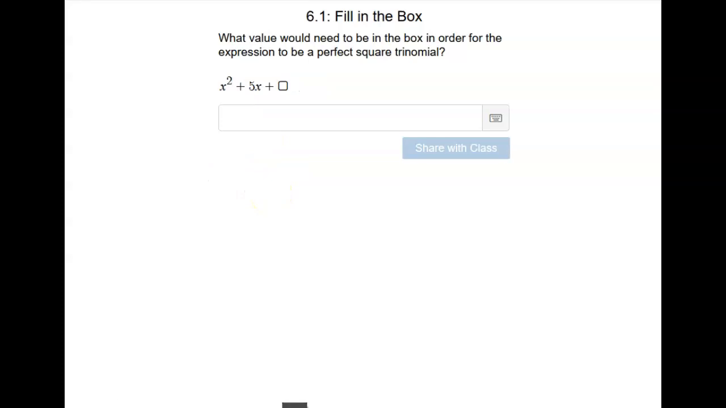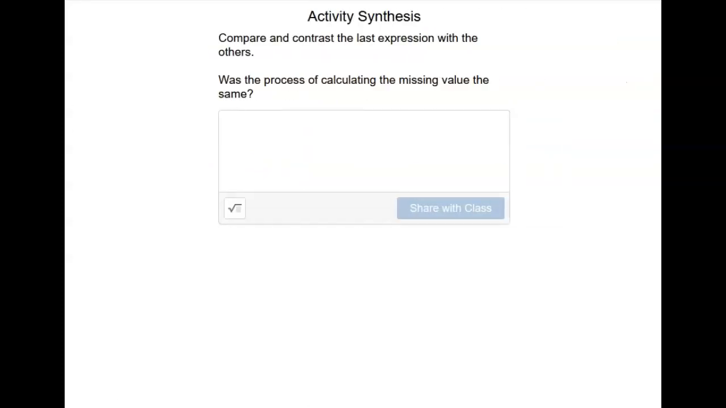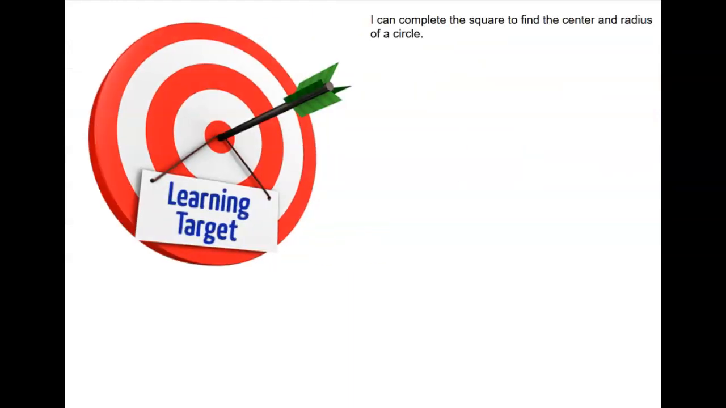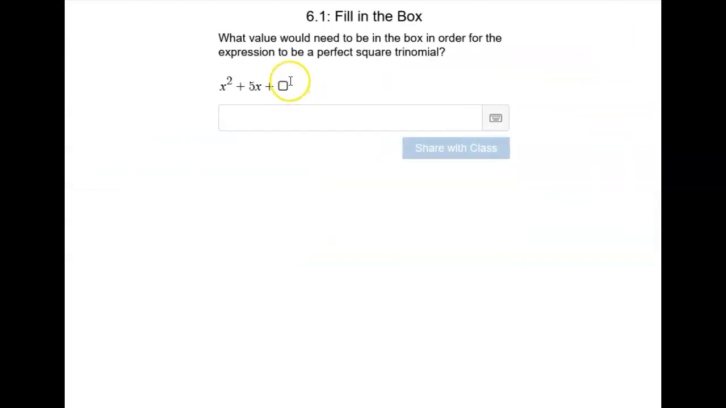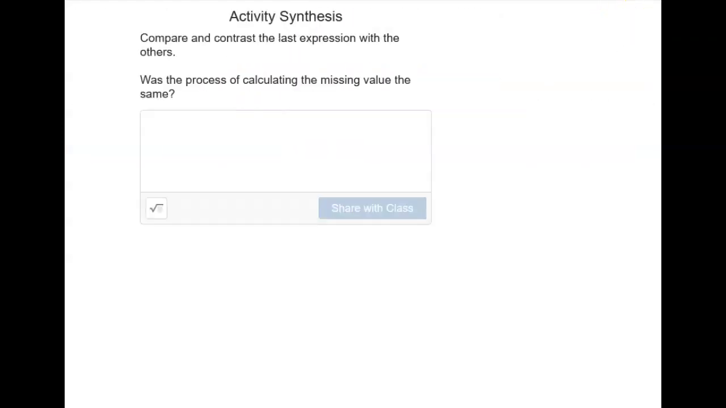So today what we're going to be working on is completing the square to find the center and the radius of a circle. Completing the square is what we did on all these last few problems here. When we figure out what goes here, you've completed the square. When we figure out what goes here, you've completed the square. So that's all that means.